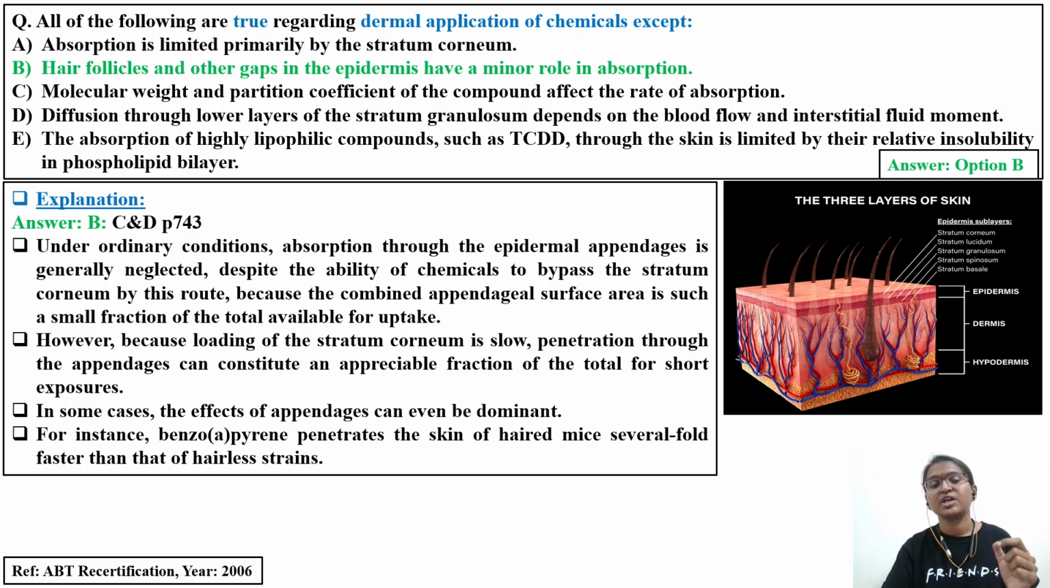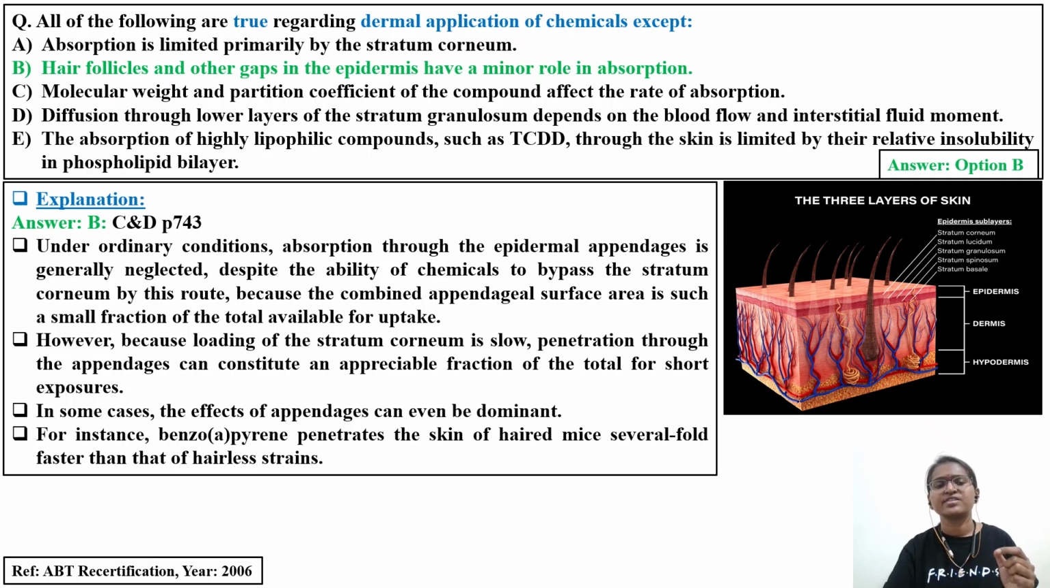The last option is absorption of highly lipophilic compounds such as TCDD. Today's video topic is about TCDD, so this last option is important. Absorption of highly lipophilic compounds such as TCDD through the skin is limited by the relative insolubility in the phospholipid layer. So because of the lipophilic nature, there is insolubility in the phospholipid bilayer.